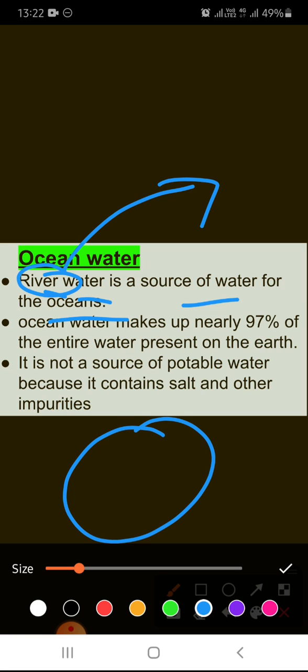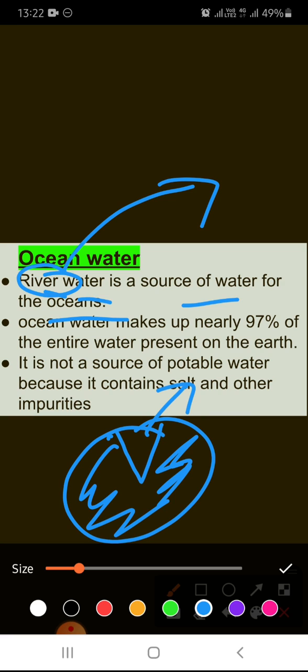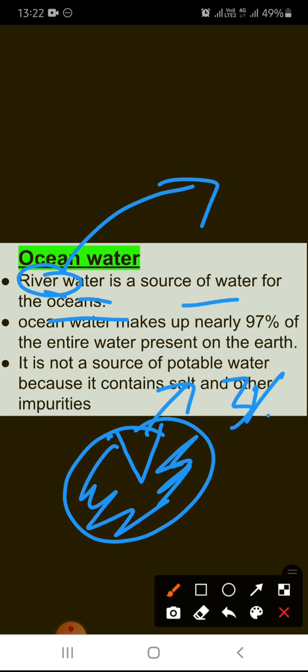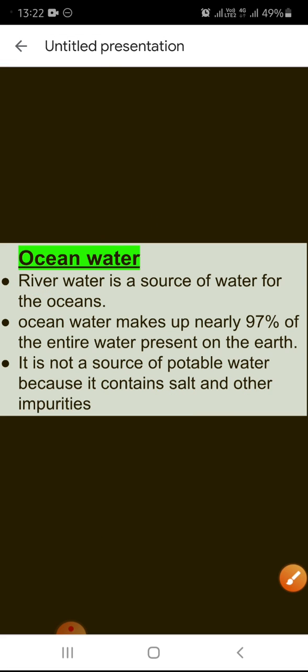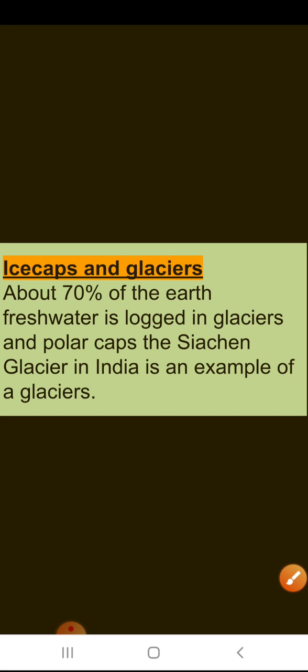If we say this is the amount of water present on the earth, then out of this, 97% is ocean water and only 3% is the fresh water that we have studied. And this ocean water is not fit for drinking, it is not potable. We cannot drink it because it is very salty, and we can't drink salty water.